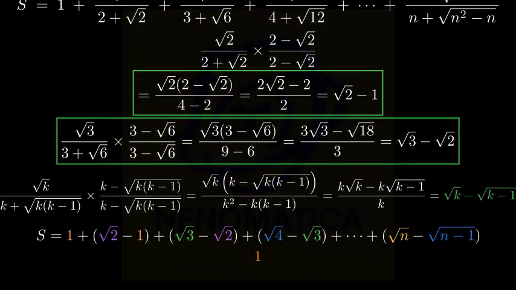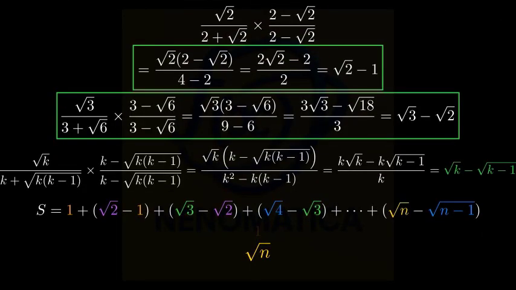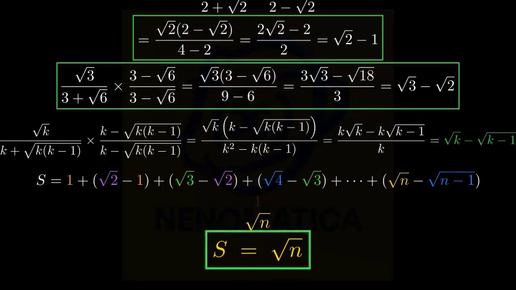Watch the telescoping. The minus 1 cancels the initial 1. The minus square root of 2 cancels the plus square root of 2. The minus square root of 3 cancels the plus square root of 3, and so on, leaving only the very last term, square root of n. Therefore, the entire series collapses to the single surviving term. The sum S_n equals square root of n.